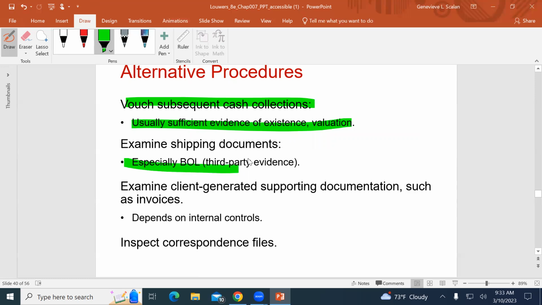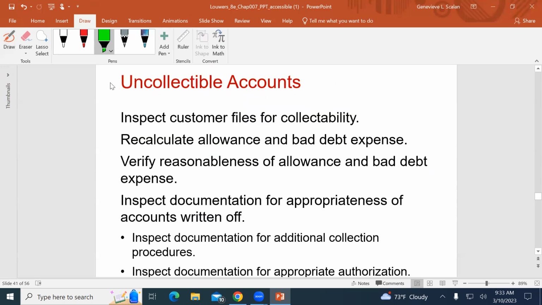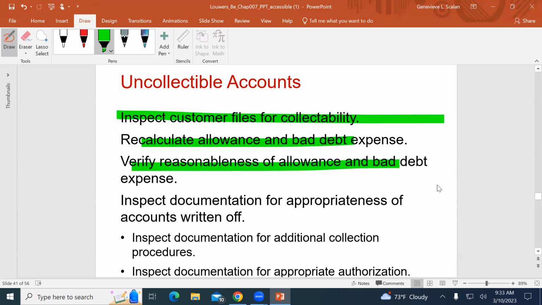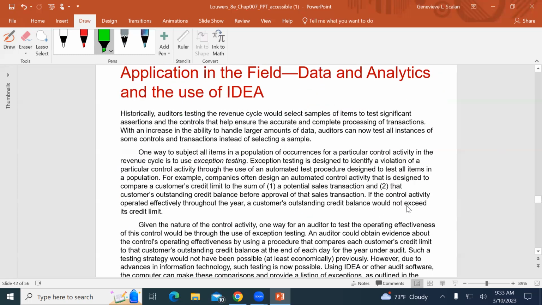Examine shipping documents, examine invoices, inspect files, right? So if people are having a back and forth about a return or something, you would be able to see that. Inspect files for collectability, right? Bad debt expense, calculate those. Is it reasonable? Are they actually writing off as appropriate? If they are writing off fake sales, you would see too many write-offs. If they aren't writing them off, just letting them ride, you would see them there too. So make sure their write-offs are authorized.